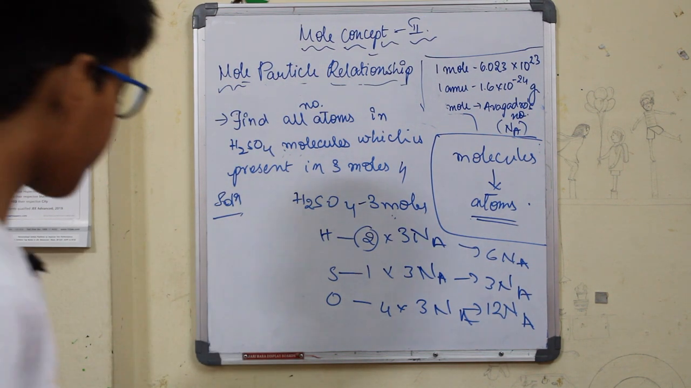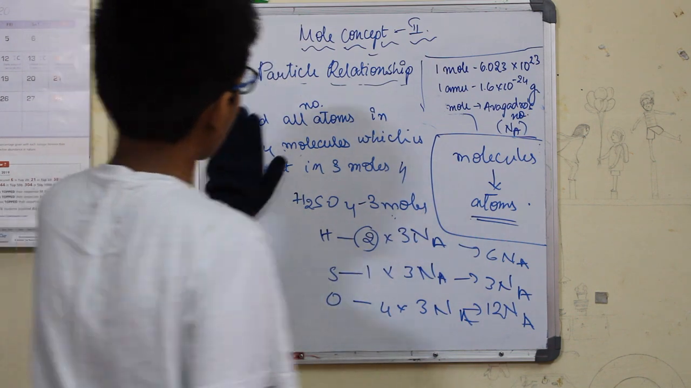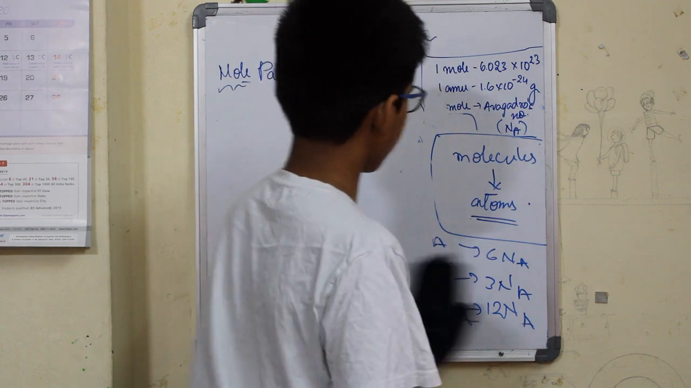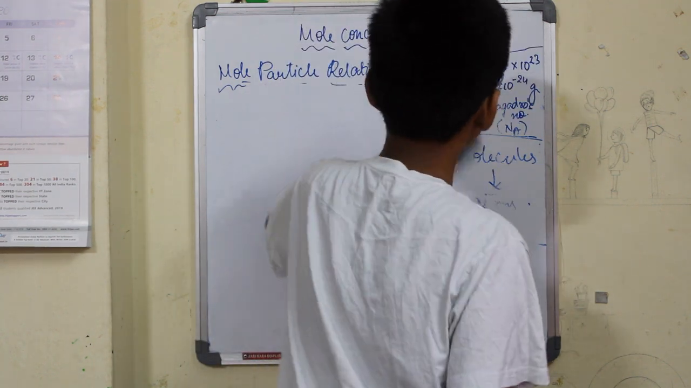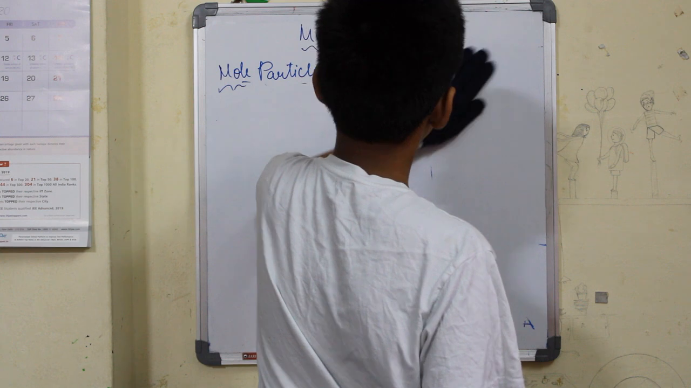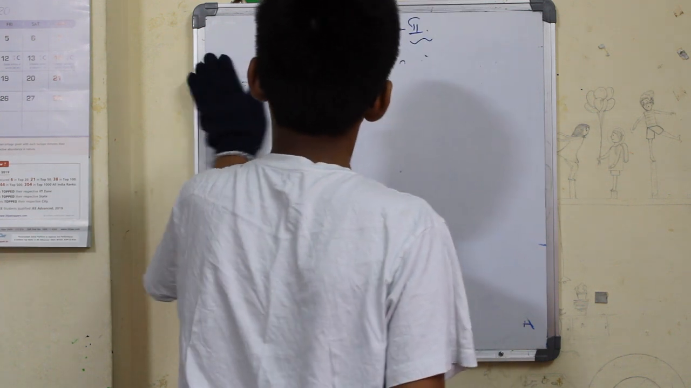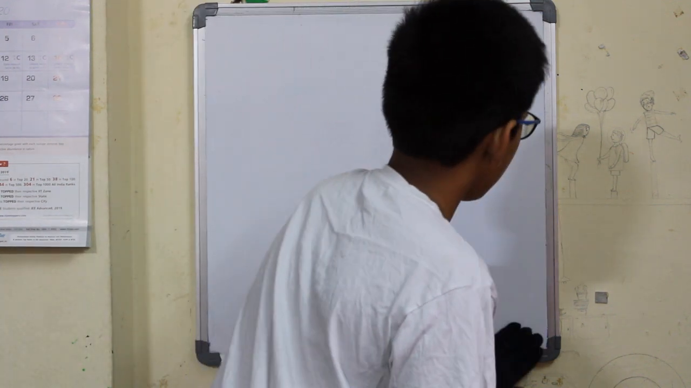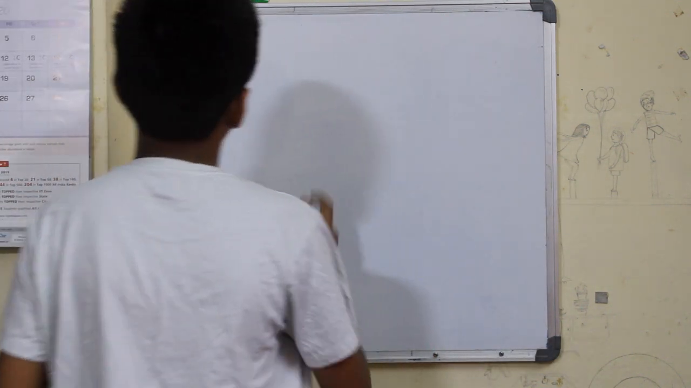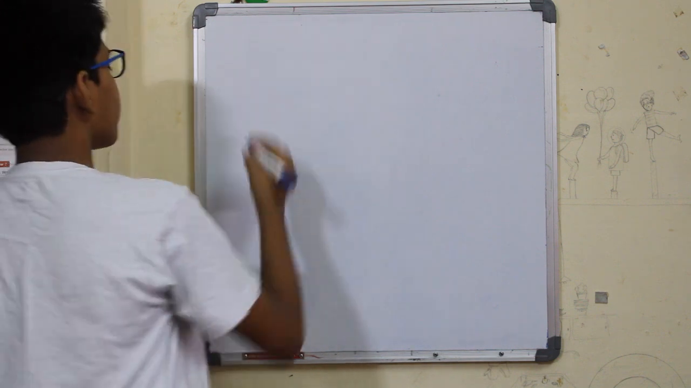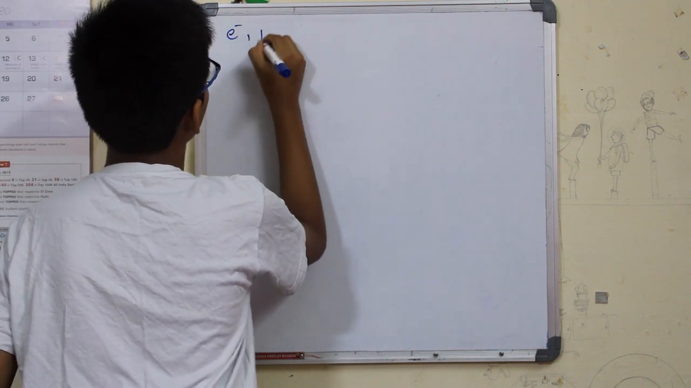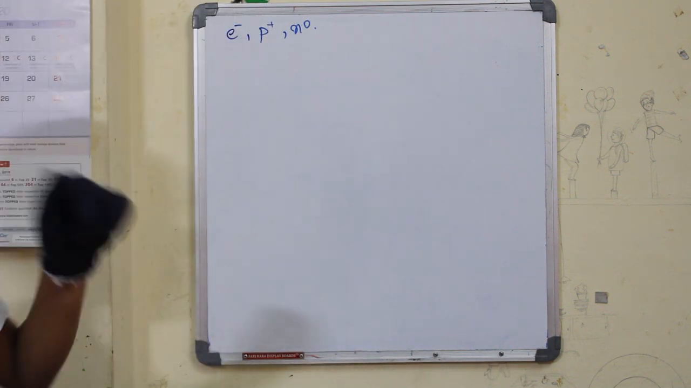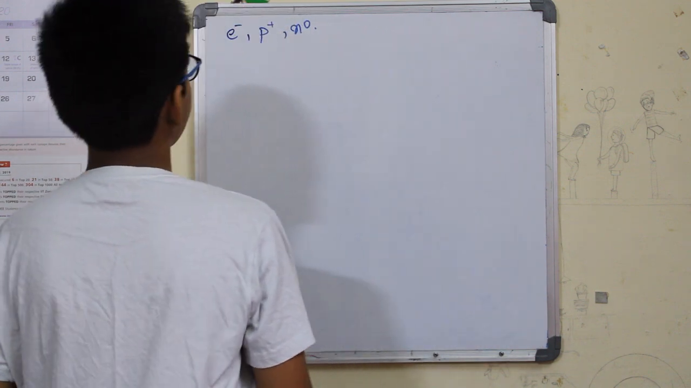I think most of you know how to calculate electrons, protons and neutrons. I have said that in my Some Basic Concepts of Chemistry. Let's revise that once. Okay. So the heading will be mole particle relationship, only for space. Now the question is how to calculate electrons, protons and neutrons. How do we find them?